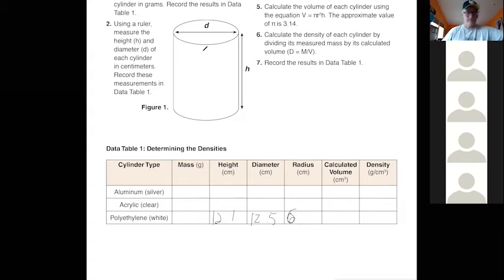Is it okay if some of them are different? Yeah, of course. Your measurement is your measurement. I'm sure these things weren't made to super exacting specifications. So yours may be a little bit bigger or a little bit smaller.